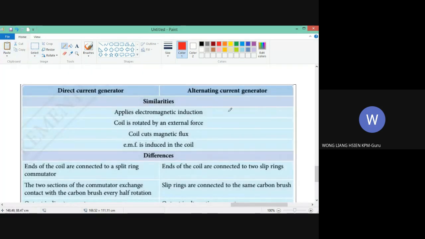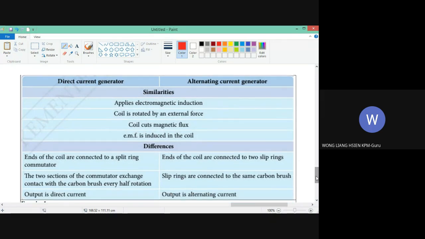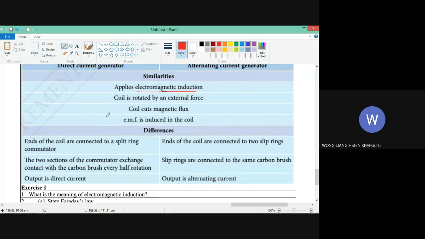We want to look at the similarity and differences between the direct current generator and the alternating current generator. So the similarity: both apply electromagnetic induction. In both, the coil is rotated by an external force. The coil cuts magnetic flux, and EMF is induced in the coil. And then what are the differences? The ends of the coil are connected to a split ring commutator. This is for the direct current generator. For the alternating current generator, the ends of the coil are connected to two slip rings.